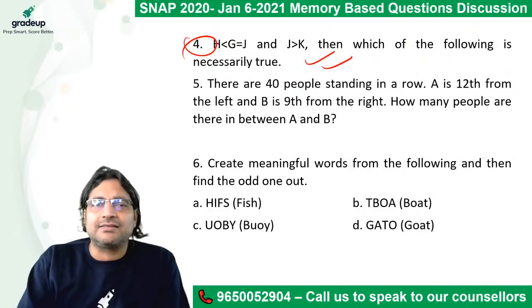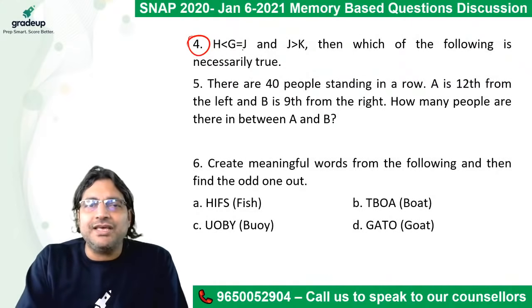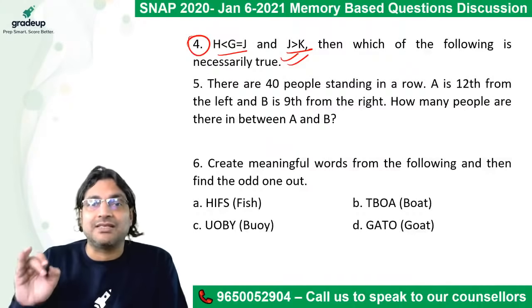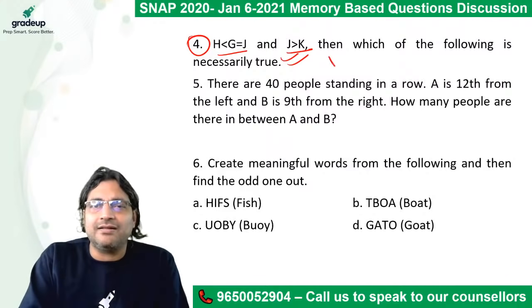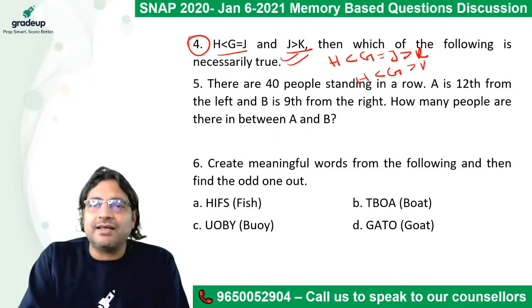There was a question like this. Come to question number 4. H is less than G equal to J. This exactly was the question, and J is greater than K. Then which of the following is necessarily true? I do not remember the options, but this is what the question was. Now this becomes very clear that you can conclude that H is less than G equal to J is greater than K. So G is greater than H. J is greater than K as well. And J is greater than H is greater than K.